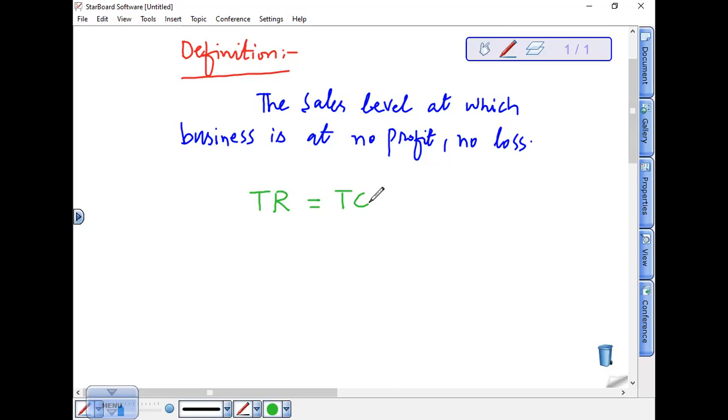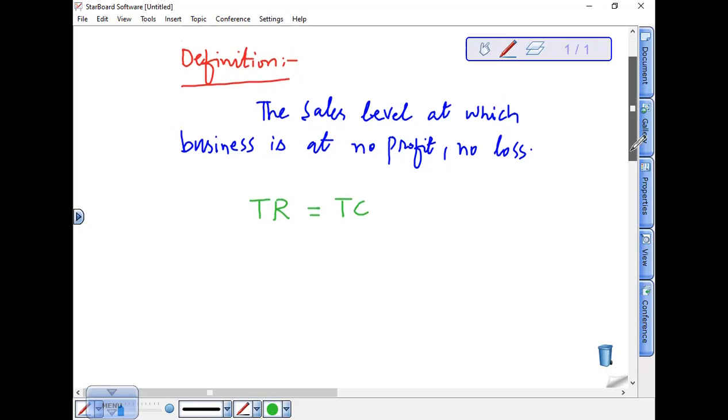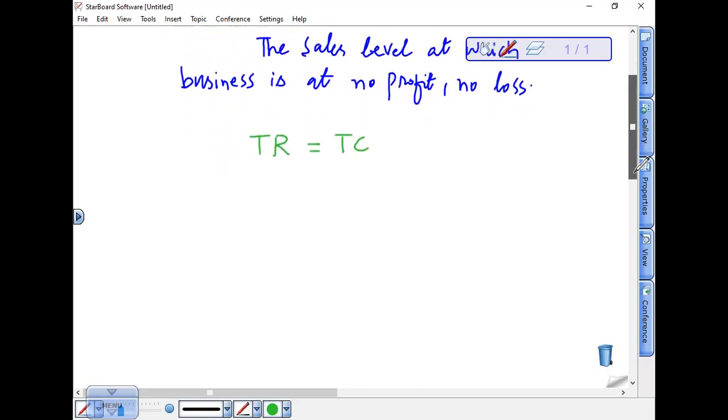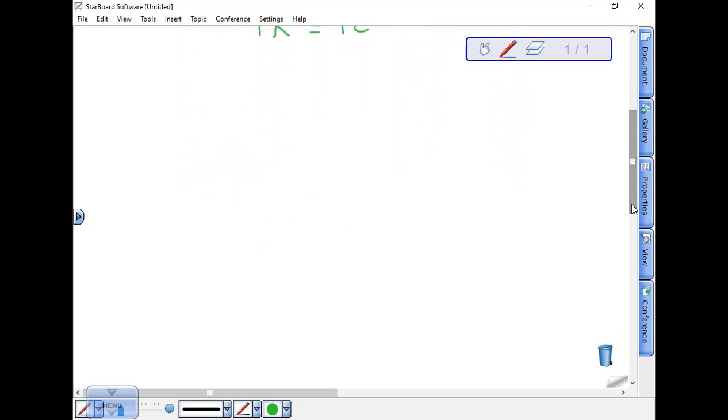Or in other words, we can say the break-even point is the sales level from where profitability starts. After that, profitability will start. So here is the definition of break-even point. I repeat, the sales level at which the business is at no profit, no loss situation. Let's draw its graphical representation.